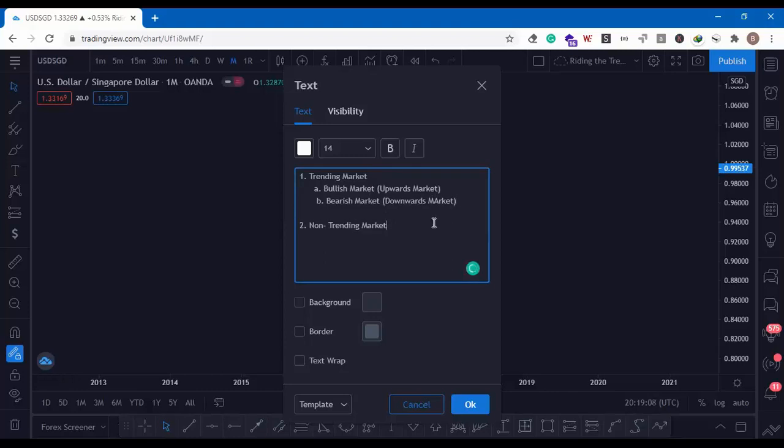And for the non-trending market, it is basically one which we either call choppy or sideways or consolidating.